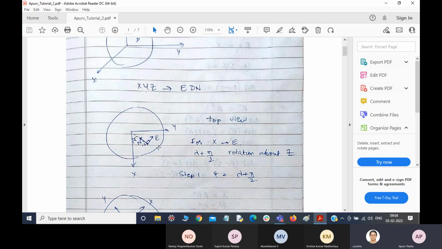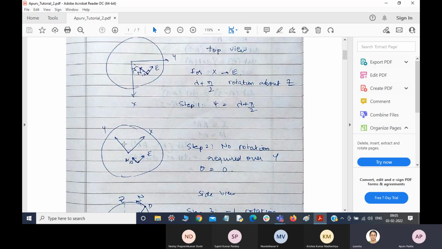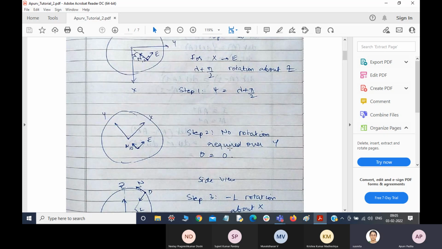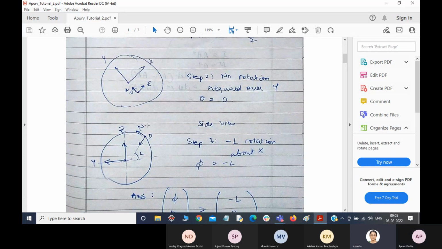Yes, ma'am. So from x to E, we have to move lambda plus pi by 2. So x would come there. Then step 2 is there is no rotation required over y because it is already aligned. X is along E, east. N and D are along y and z, so we don't need rotation along y.